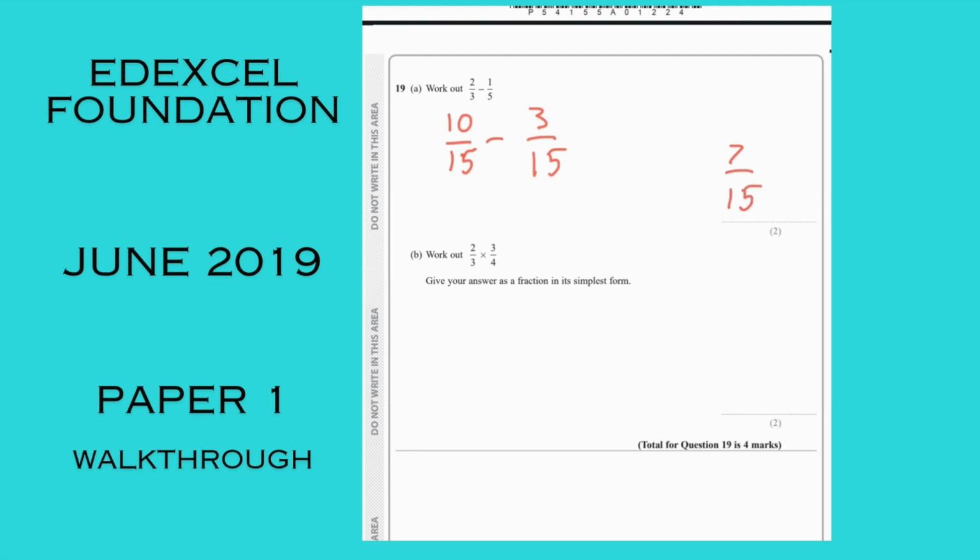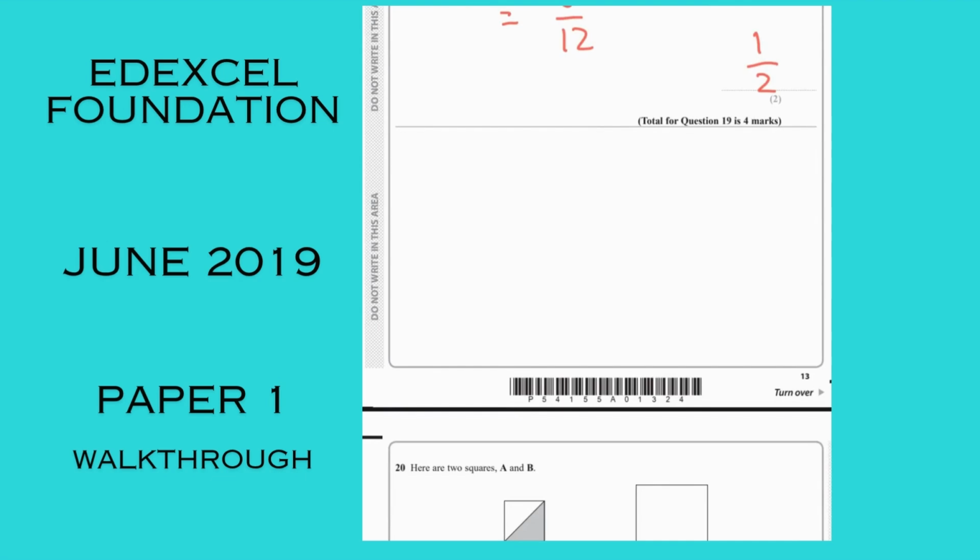Part B, we want it cancelling down. Now you could do some pre-cancelling, but I'll just go for top times top, bottom times bottom. Oh look, 6 times table. We get a half. Again, that would have worked if you'd gone to cancel them down before you'd multiplied.